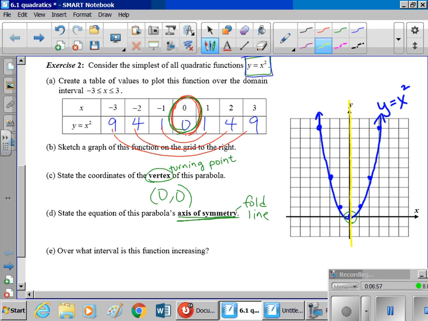Now, because of the type of parabolas we're doing this year, we're only going to be doing ones that are oriented either upward like this or downward like this. Our axis of symmetry is always going to be of the form x equals, because it's always going to be a vertical line. So in this case, x equals 0 is my axis of symmetry. And there is a direct relationship between what my x is here and what my x in my vertex is. They will always be the same number, which is helpful.